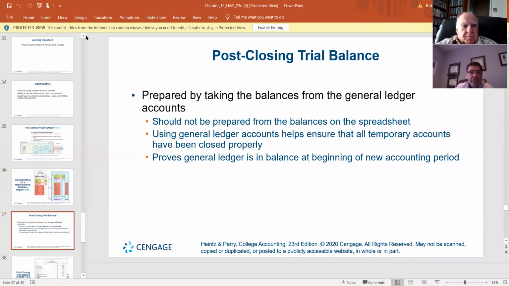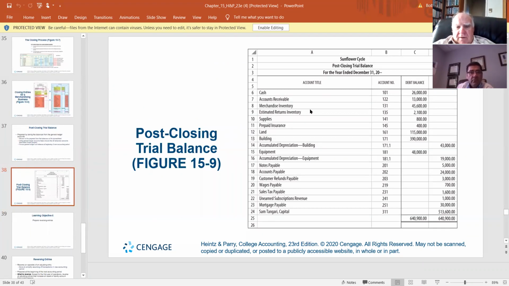And that leaves us with the post-closing trial balance. And you might remember this. After you've moved all of the income accounts and the expenses to capital, you no longer have any of them on your trial balance. There's a point in time at the beginning of the year where if you opened up your closing trial balance, you're not going to see anything but assets and liabilities and equity.